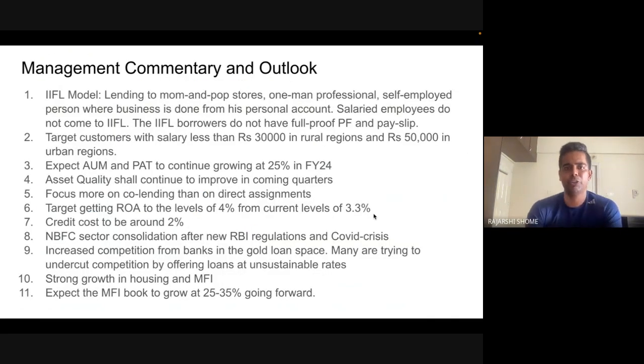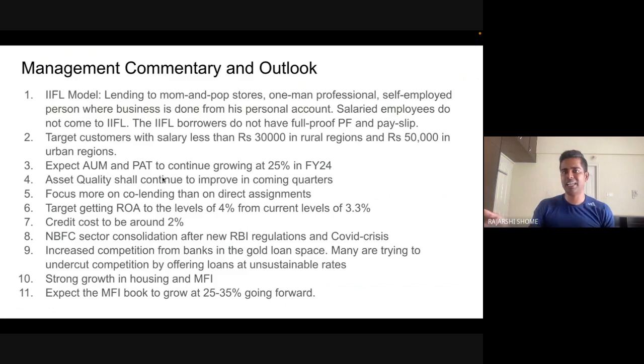Okay, now again, bit of notes here. Let's study. So IIFL model, who do they lend to, right? Now we understand, right? They cater to the people in the lower strata, right? Now who do they lend to? They lend to mom and pop stores, one-man professional, self-employed, and where the business happens from their personal account. मतलब क्या? फिर से कच्चा बिल वाला. ठीक है, यहाँ पे फिर से again similar to Armaan, similar to MAS, इनका शहरों के लोगों को don't give out loans. For them SBI and HDFC and Kotak हैं. ठीक है. Target customers with salary of less than 30,000 rupees a month in the rural area and less than 50,000 rupees in the urban areas, right? So again, you see the customer base here. Right? So expect AUM again.